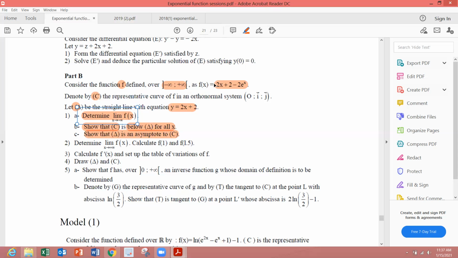If you subtract f(x) minus y delta, what remains is minus 2e to the x. Which infinity makes minus 2e to the x equal 0, minus infinity or plus infinity? Minus infinity. So with the exponential, we take plus infinity alone or minus infinity alone. We don't take plus infinity and minus infinity at the same time. Here we take only minus infinity.